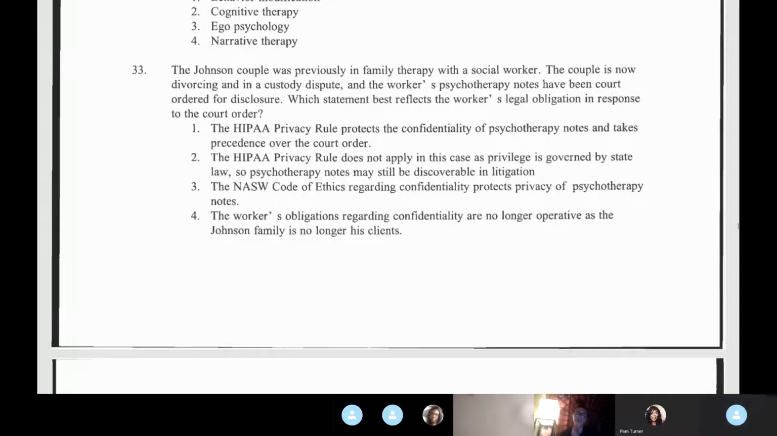Number 2. That is correct. The HIPAA privacy rule does not apply in this case, as privilege is governed by the state law, so psychotherapy notes may still be discovered in litigation. Okay? What's the rule about psychotherapy notes? Are they always a part of the court order?